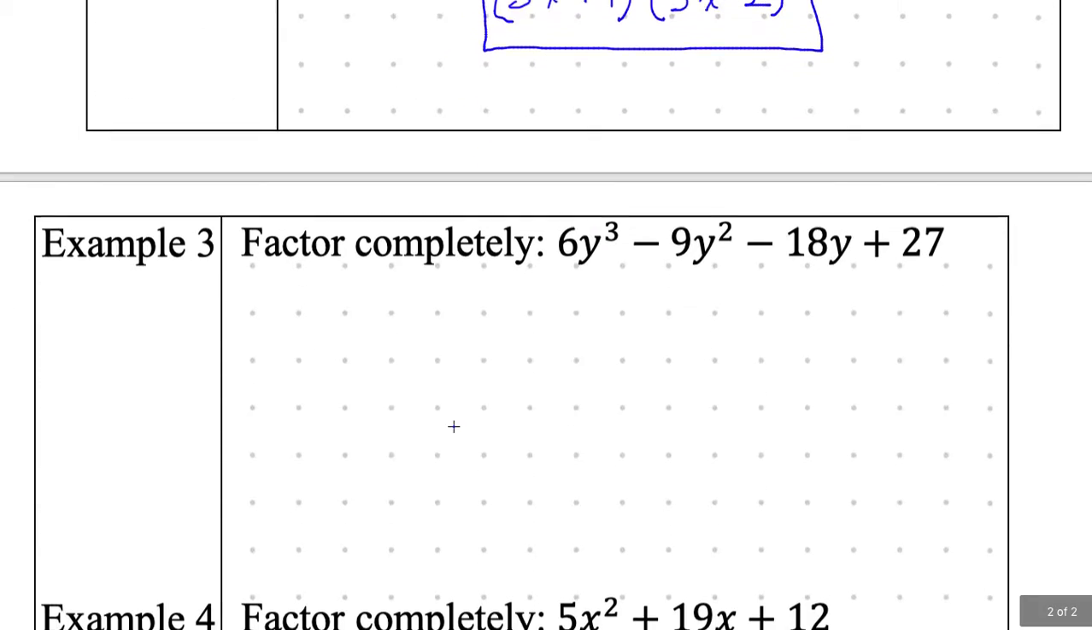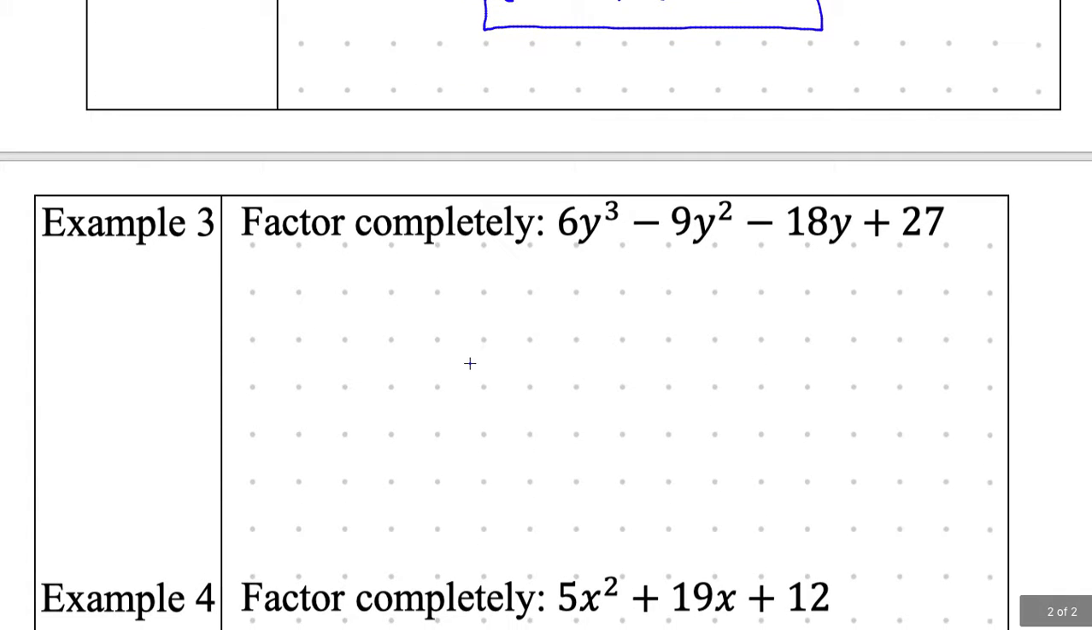Alright, so you should be at the point now where you can do this on your own. I am demanding that everyone do example number 3 by yourself. I will warn you, there is a greatest common factor. Do it now, pause the video, and now you've unpaused the video.